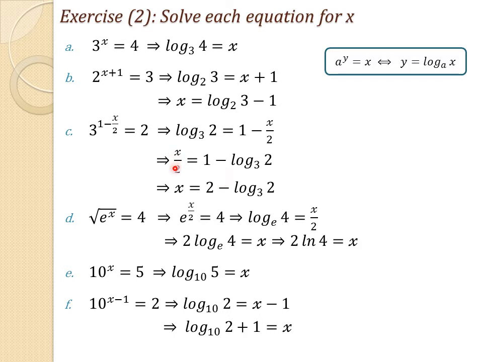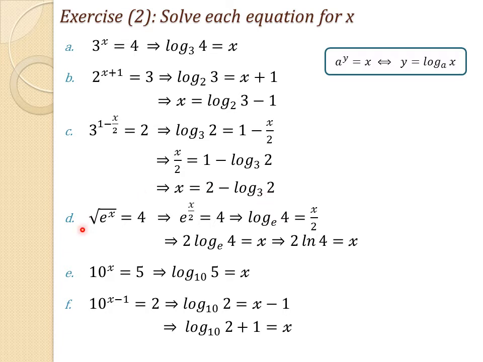And now, this is x over 2. I need to make it just x. So we multiply the whole equation by 2. It's going to be x equal 2 minus logarithm 2 base 3.